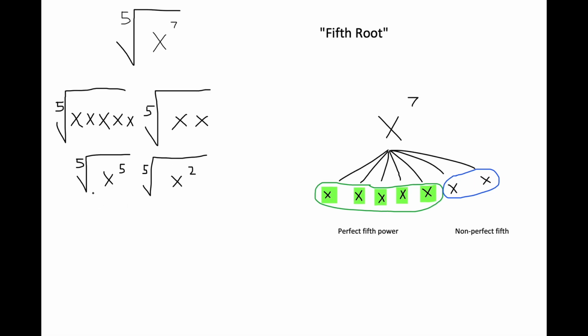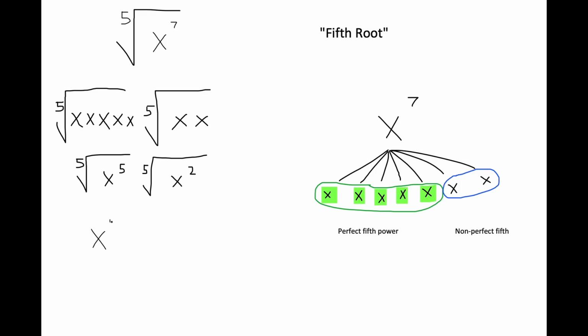At that point, we can take a fifth root of x to the fifth. That could be done on your calculator, or you could just look at the grouping and think about what times itself 5 times makes x to the fifth. The answer is, of course, just x. So the fifth root and the fifth power cancel out.